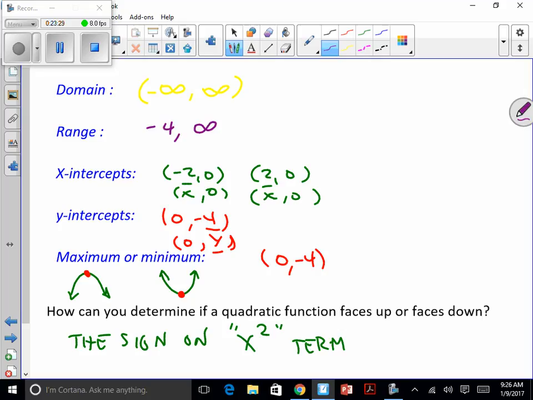This is a standard one on your test. They're going to ask you for these 5 things. And then they're going to ask you for the name of the shape. Like, what's the picture? In this particular case, the shape is a parabola. Parabola, just so I can spell it right.